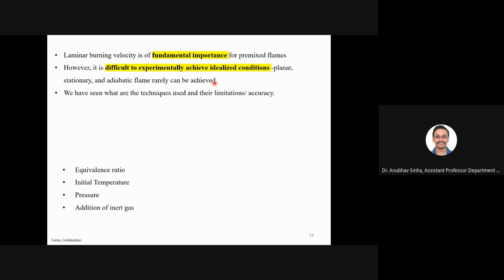Now, as we have seen in the last few slides, when we define laminar flame speed, it is for a very ideal type of condition. Flat flame, smooth sphere, and all that. We assume there is no heat loss, no interference from electrodes and all that. So that is good to think theoretically, but it is difficult to experimentally create such ideal conditions.